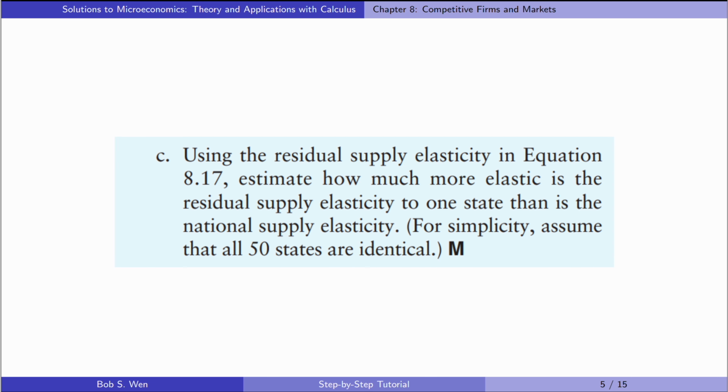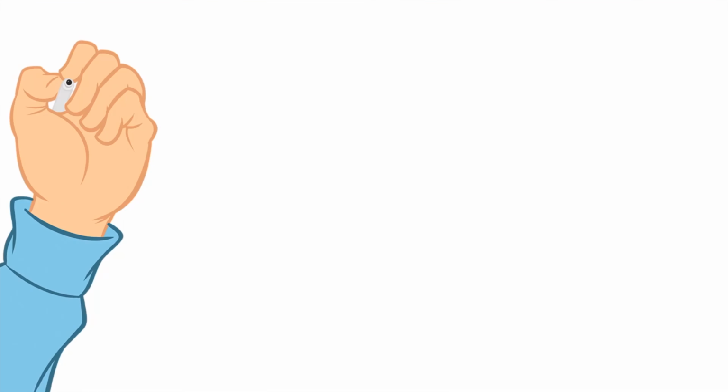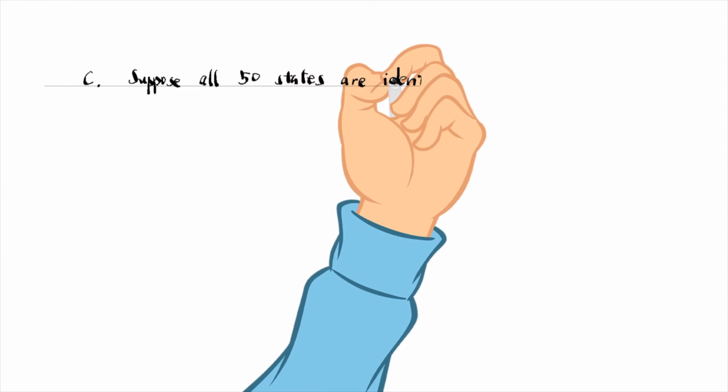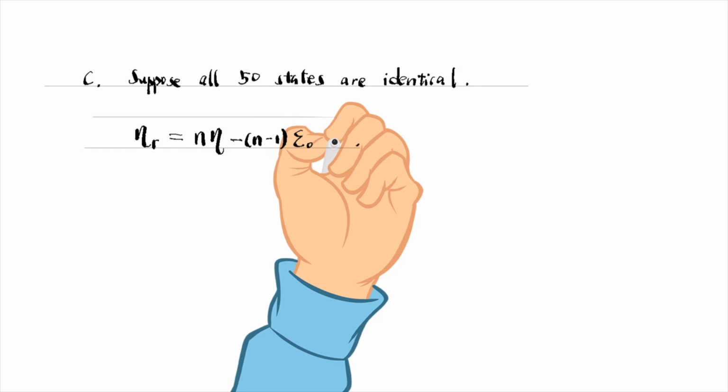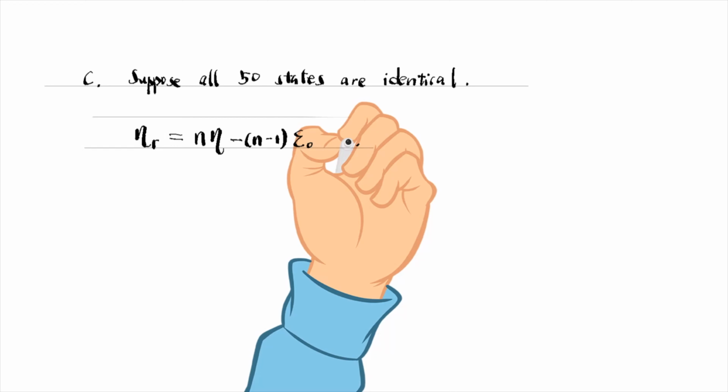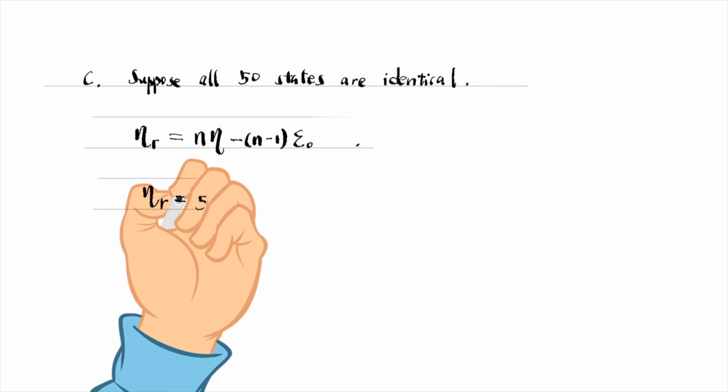In Part C, using the residual supply elasticity in equation 8.17, estimate how much more elastic is the residual supply elasticity to one state than is the national supply elasticity. For simplicity, assume that all 50 states are identical. Suppose all 50 states are identical. We use the residual supply elasticity equation for identical states. N equals 50.